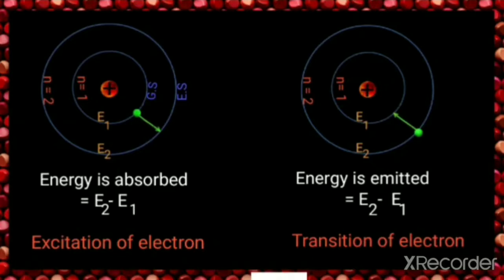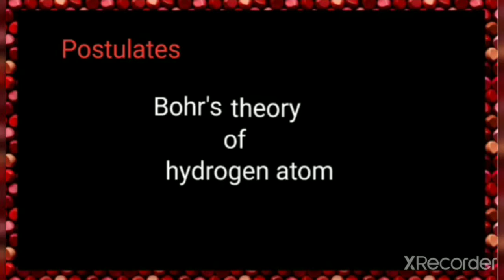In other words, we can say the energy of the electron cannot change gradually, but it changes only when the electron jumps from one energy level to another. This explains the fact that atomic spectra are discontinuous. Let us discuss Bohr's theory for the hydrogen atom.